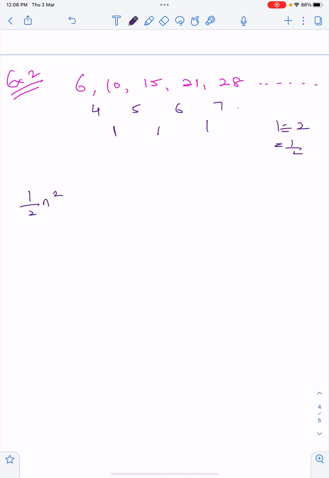So half n square. Let's find the terms. When you plug in n as 1, you will get half. When you plug in n as 2, 2 square is 4, 4 divided by 2 is 2. When n is 3, 3 square is 9, divided by 2 is 4.5. When n is 4, 4 square is 16, divided by 2 is 8. These are the terms.